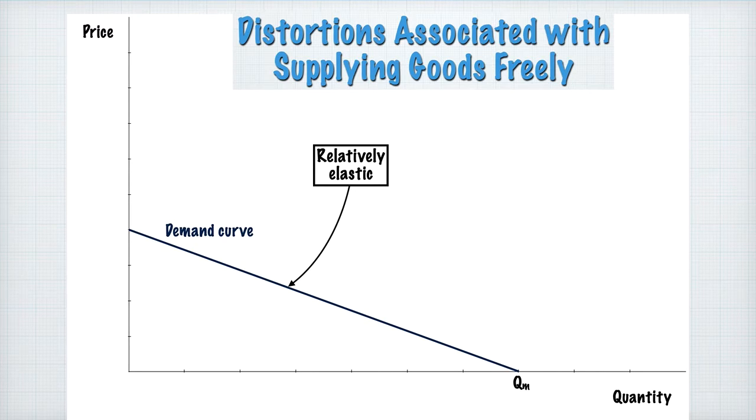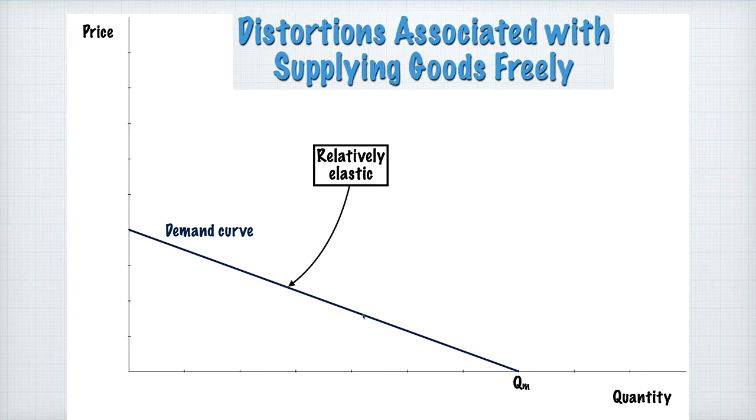And the thing that's going to vary here between this slide and the next slide is that this demand curve here is going to be relatively elastic, i.e. it's going to be relatively flat, closer to horizontal than to perpendicular. And this means that people are responsive to changes in the price, that changes in the price will lead to relatively larger percentage changes in the quantity demanded.